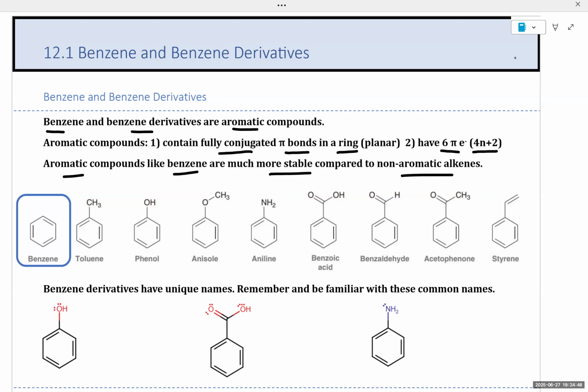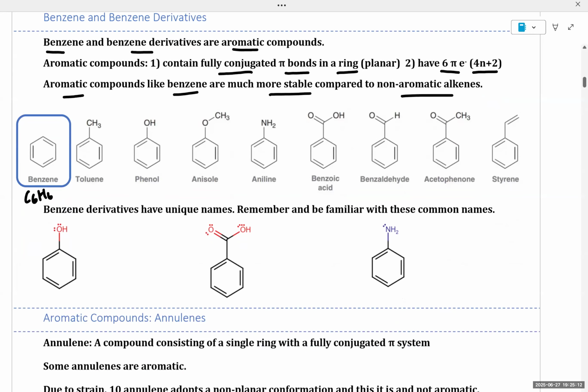So here's benzene, which is the typical poster child of an aromatic compound. Benzene, C6H6. And here are some benzene derivatives: toluene, phenol, anisole, aniline, benzoic acid, benzaldehyde, acetophenone, and styrene. Benzene derivatives have unique names.